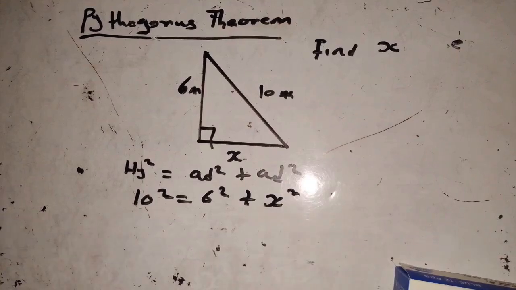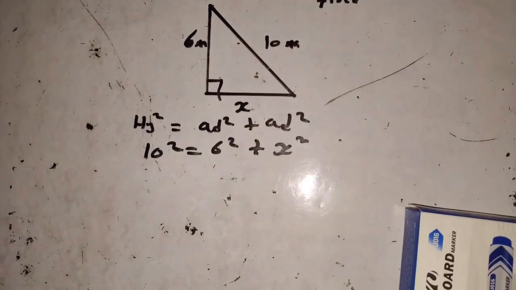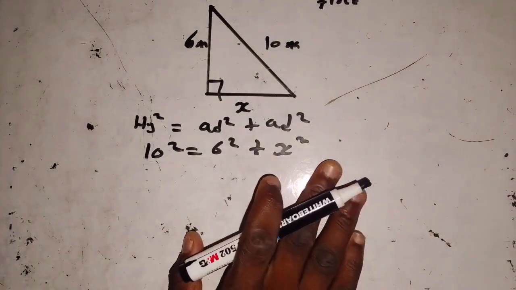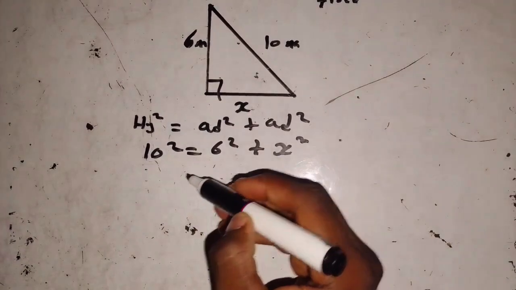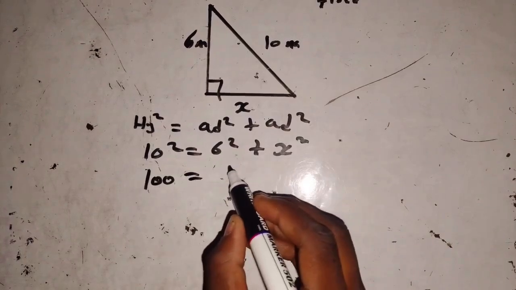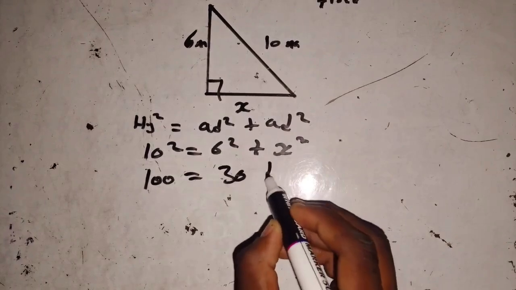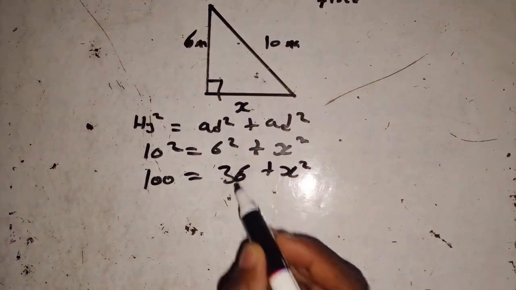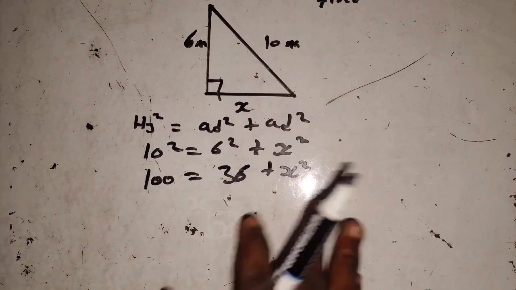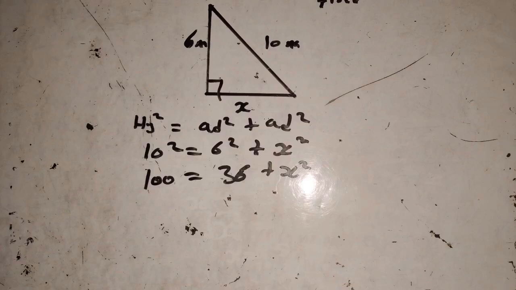So when we square 10, 10 squared means 10 multiplied by 10, a number multiplied by itself. So 10 squared will give you 100. Here we're going to have 100 is equal to 6 squared, which means 6 multiplied by 6, it's 36, plus x squared. Here we want x. So how can we find x? We can only find x by making it the subject of the formula. So how can we make x the subject of the formula?